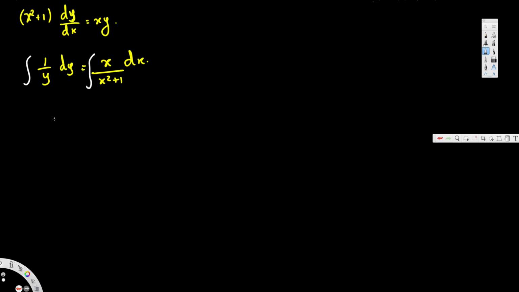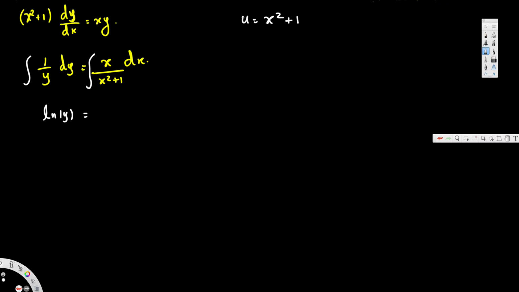Integration of 1 over y is just ln of y, and on the other side we have this integration. Here we can do the u substitution. Let's take u as x square plus 1. You can recognize this is a u substitution by looking at x square, and if you take the derivative of that one, you will end up with 2x dx, right? So we have x, it means 1 less power, it means we can do the u substitution. So in that way we can figure out easily whether we can do u substitution or not.